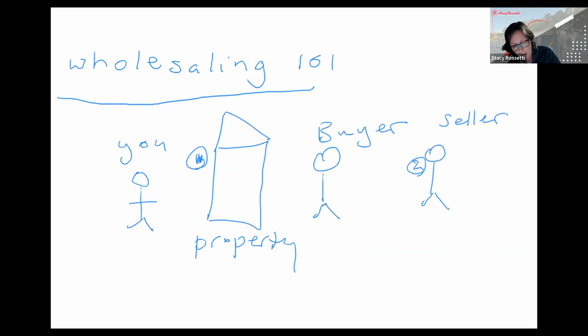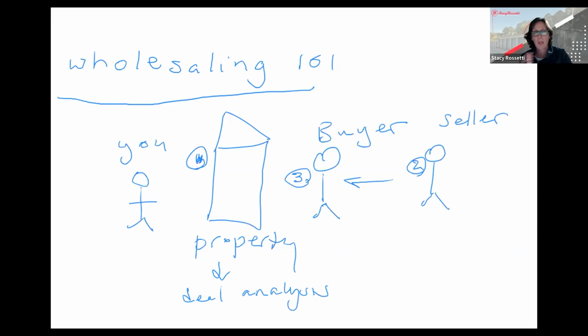In the process, you've got to get the information and run deal analysis. And then in step three, you have to sell it. You have to get it under contract, and you have to find a buyer for it. So what we're going to do is talk about this step by step, so everybody has an idea of what we're going to do.